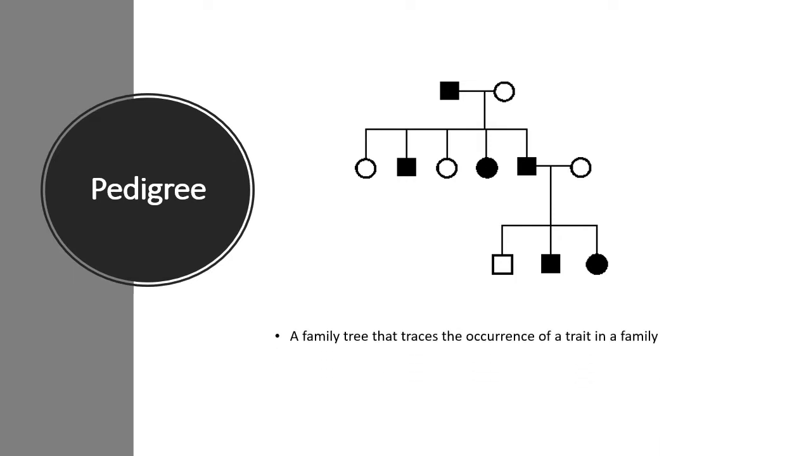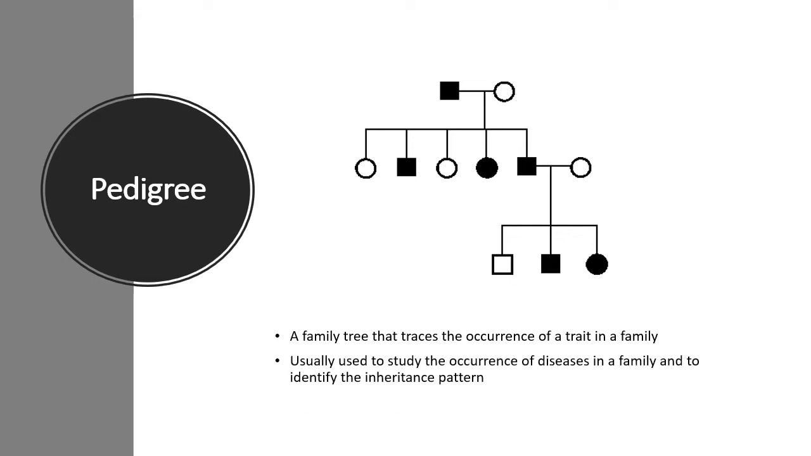Okay, so to define it, a pedigree is a family tree that traces the occurrence of a trait in a family. This would be used to study the occurrence of a disease in a family and to identify the inheritance patterns. There's a couple of key features that I want you to note when you're drawing the pedigree that I think were a little bit emphasized in Amoeba Sisters, but just in case.